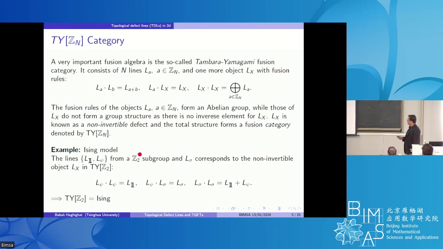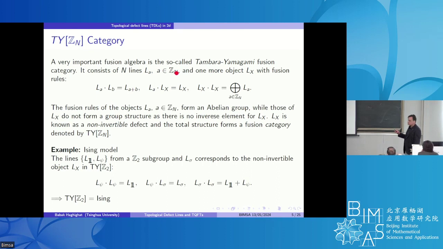So basically, what I told you, they will form an algebra. More generally, they will form a so-called fusion category, and an important example is this Tambara-Yamagami category. So what does that mean? You have certain line operators, as before. They are labeled by some elements of Zn.